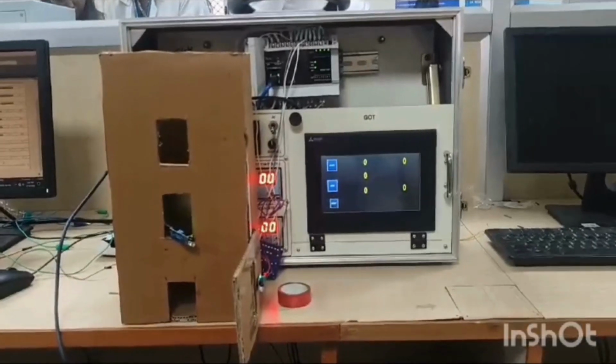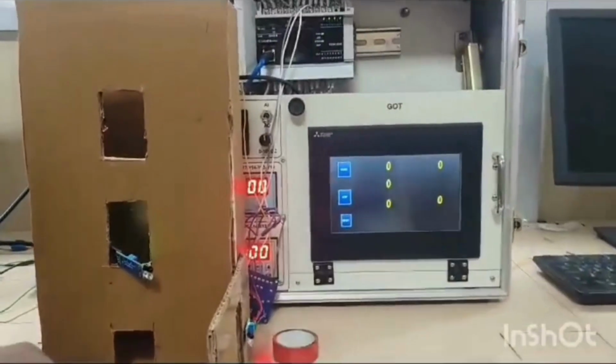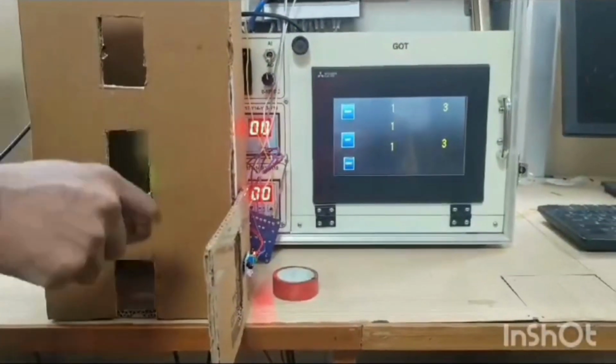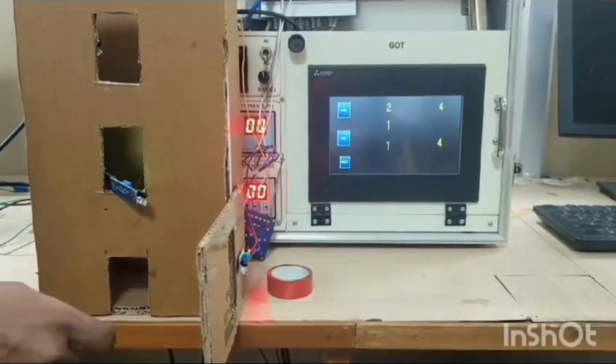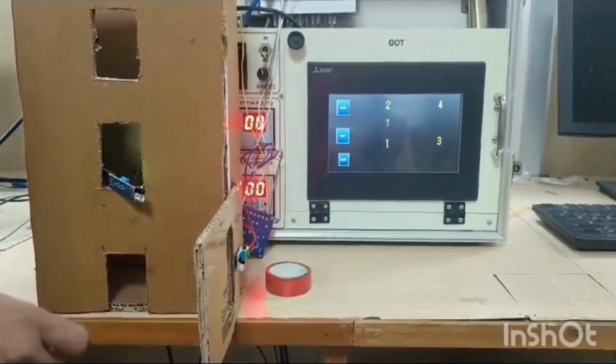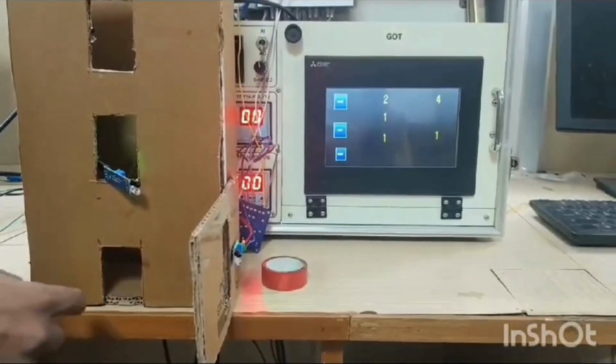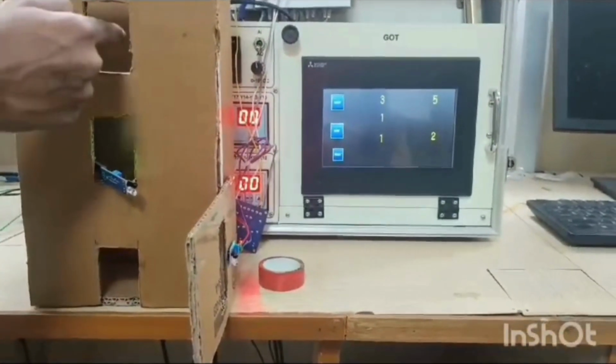Sir, we made a counter machine. The counter machine has IR sensors, and also addition, subtraction, counters, and reset buttons. The IR sensors detect objects, adults, human beings, etc.